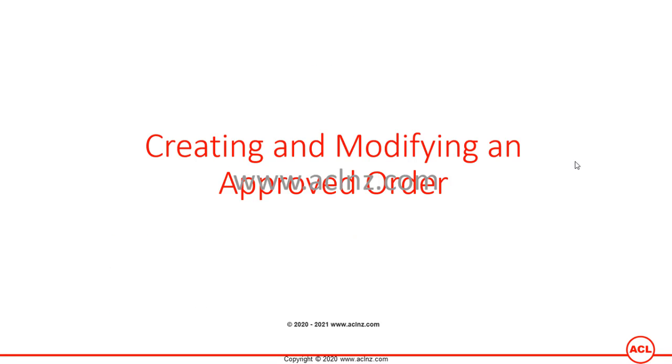Creating and modifying an approved purchase order. So the first step here is to create a purchase order, and the next step is to go and approve that purchase order, and the third step is modifying an approved purchase order. So all these three steps have been combined in one lesson. So let's go into Oracle Fusion Applications Procurement Cloud, and there I'm going to show you this functionality.